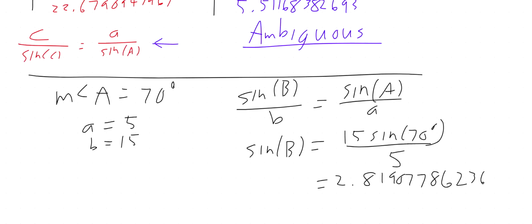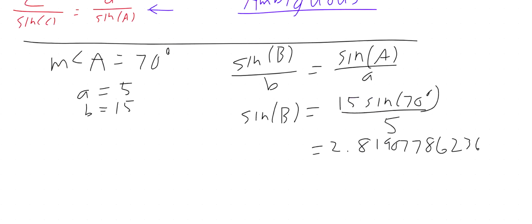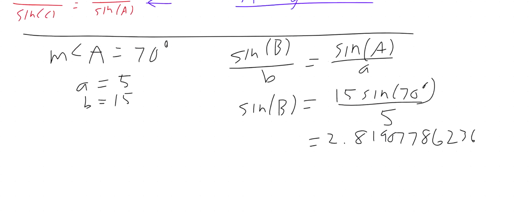We have to do an arc sine. But when we do an arc sine, we get a domain error. Why does that happen? Remember, sine can only be between -1 and 1. This is almost 3. So this is impossible to do.